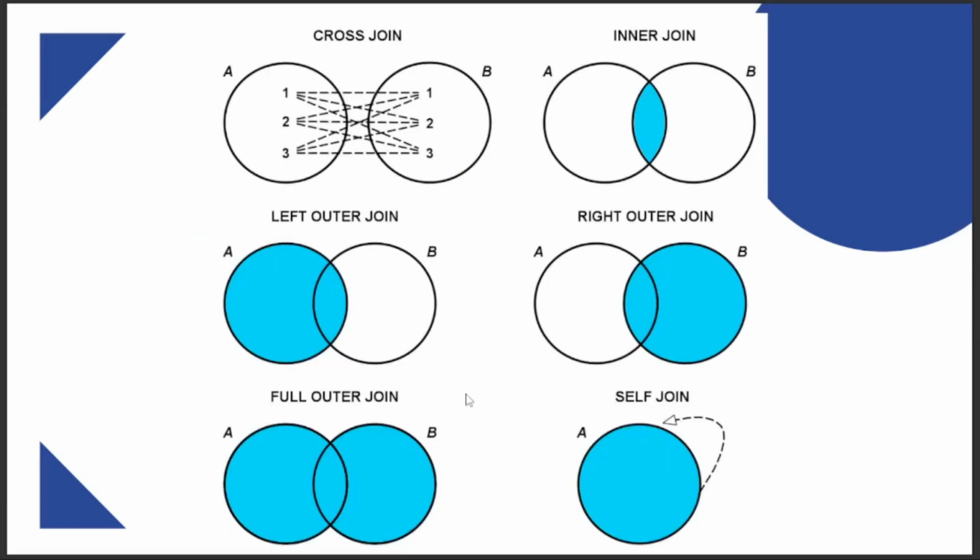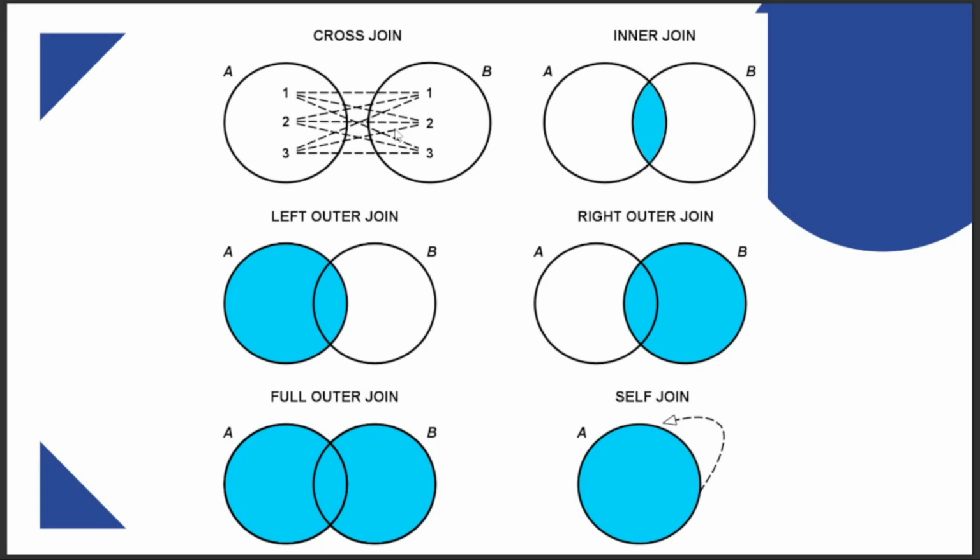So these are the various types of joins you can see. First is the cross join, inner join, left outer join, right outer join. These are also called simply left join and right join. Then you have the full outer join and then the self join. So let's understand each of them separately.